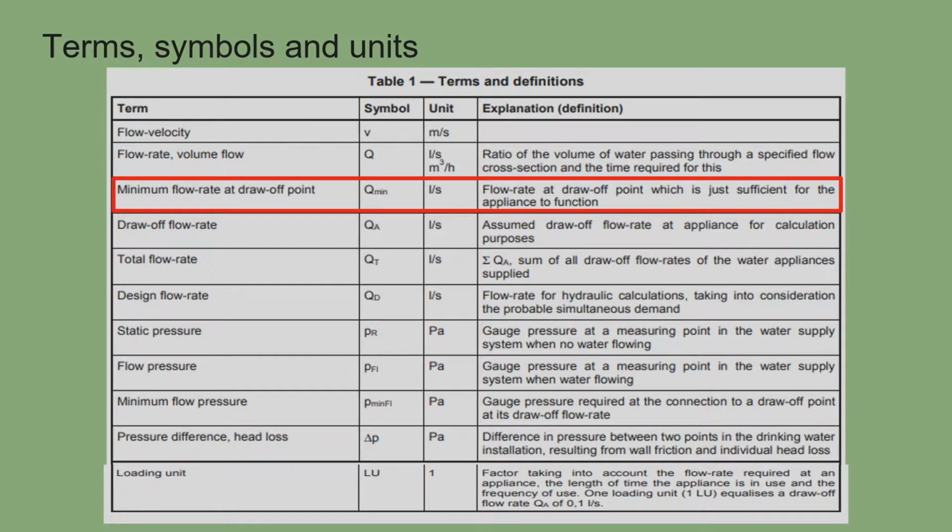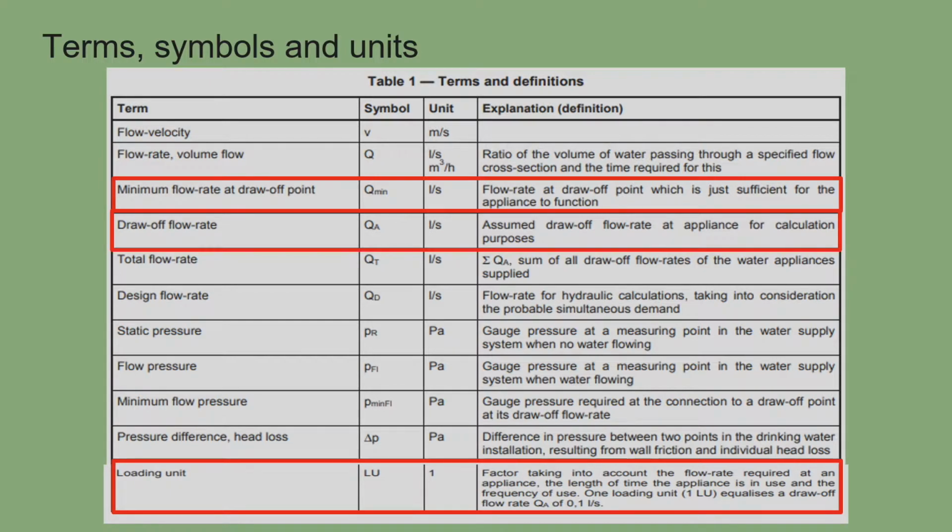Now, this is just the minimum requirements of the draw-off. Then you've got QA, which is the actual draw-off requirements, what the regulations state we should be having. And then the last one at the bottom there is the loading units. What I would normally say to my students now is make a note of these three here, so you might want to pause the video, make a note of these for your later lessons.